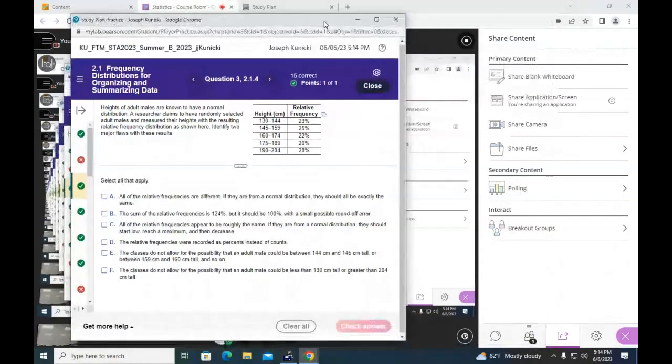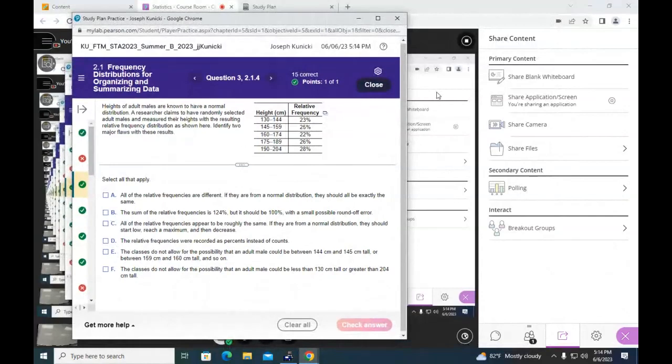Okay, so what's wrong with this? It says to identify two major flaws. There's two things that are wrong with this. I'm going to go ahead and assume the percentages don't add up to 100. Yeah, obviously. If they're all greater than 20, then 5 times 20 is 100.